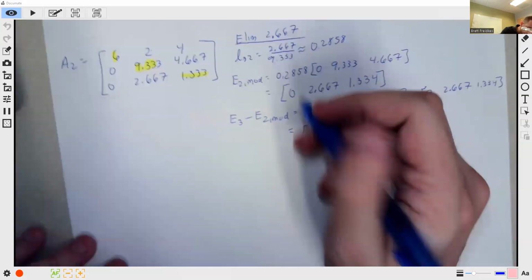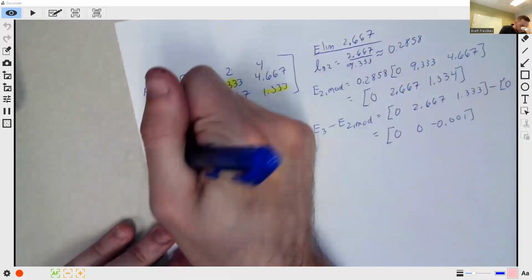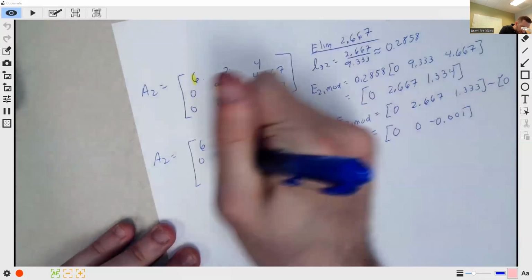Okay, so I'll plug that in now. We'll say that A2, that stays the same. Second row is the same.